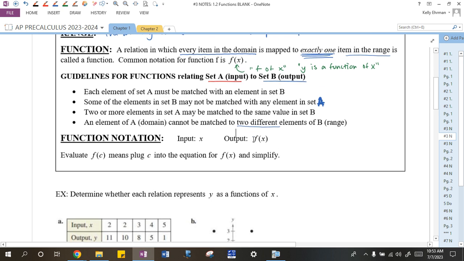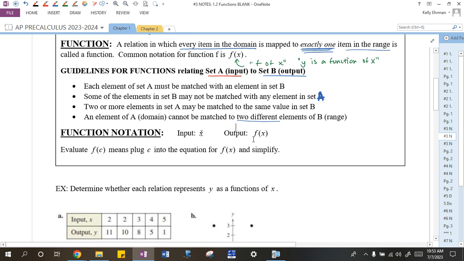Function notation again, for the most part, input is x, output is f of x. Again, you could make this t, f of t. It could be w, g of w, whatever. Evaluating, if you're told to evaluate a function, this is read f of c. Evaluate f of c means plug c into the equation for f of x and simplify. c is the input, f of c, the answer you get, is the output.